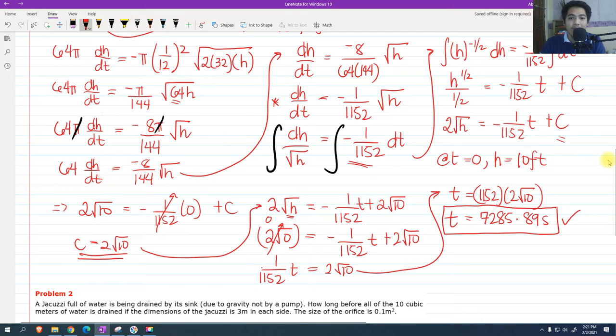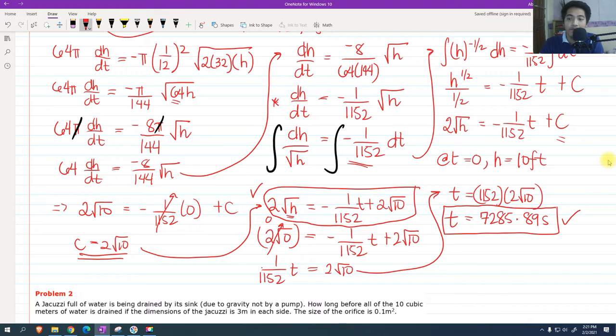So to get the model equation at any time at height h, just simply isolate h here, so that the left side of the equation is in terms of h. And you can now find the height of the water at any time given t. So that's how simple it is.